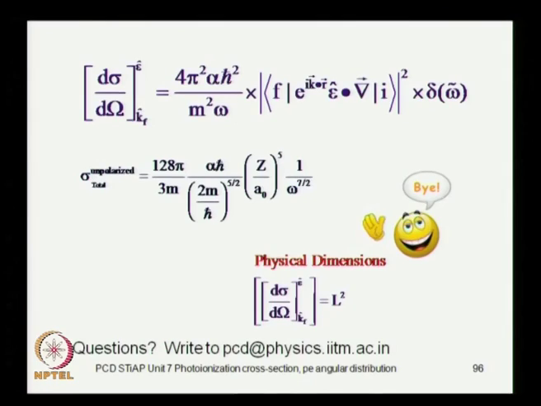That will be the topic of discussion for the next class, but the important thing over here is that the total cross section goes as energy to the minus 7 by 2, Z to the 5 and n to the minus 3. So, these are very important results in photoionization physics.